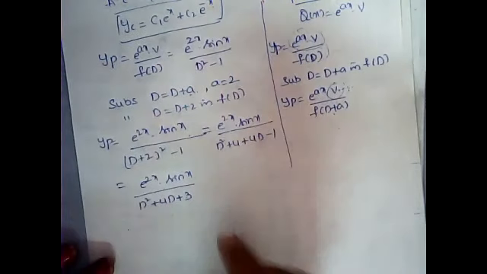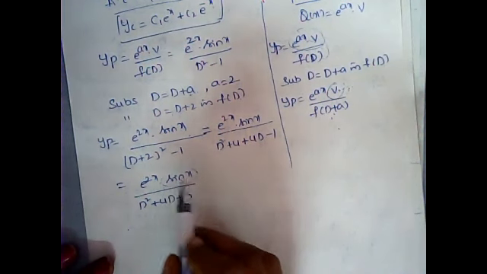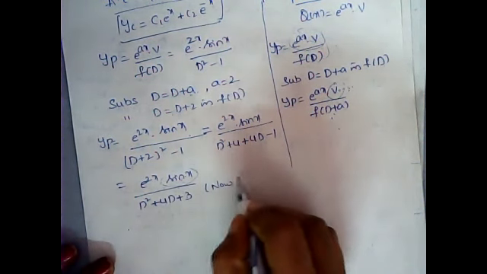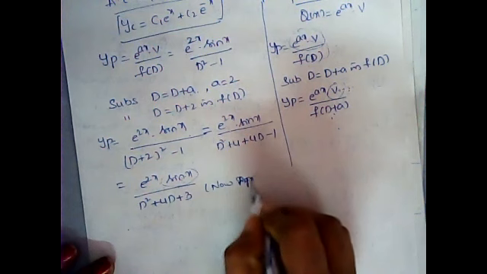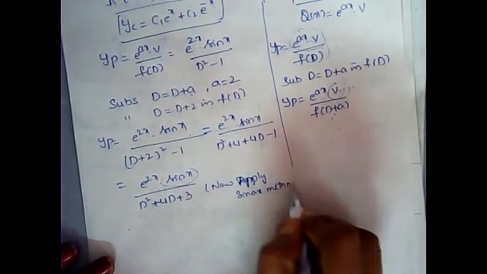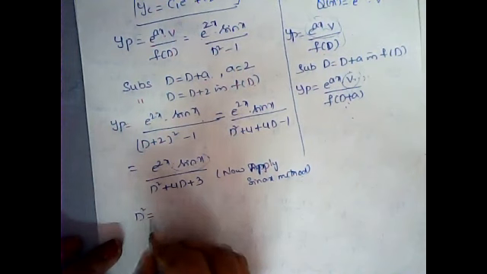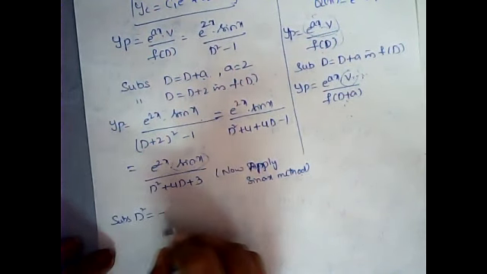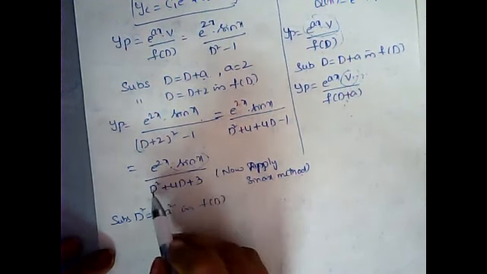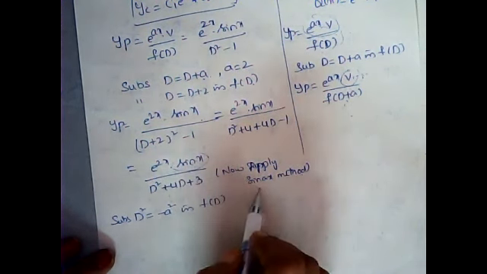Okay, this is what I got. Now I need to apply v. What is v here? v is sin x, so I have to apply the sin ax method. What is the sin ax method? I need to substitute D square equals minus a square in f of D. What is a here? Since you are applying the sin ax method, you need to take a from the sin only.